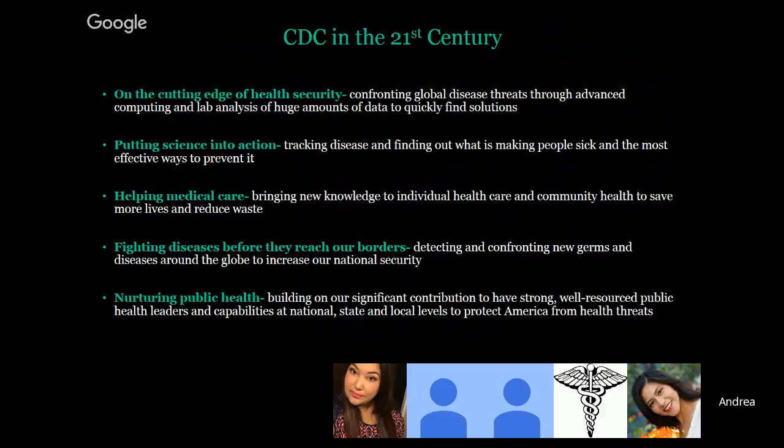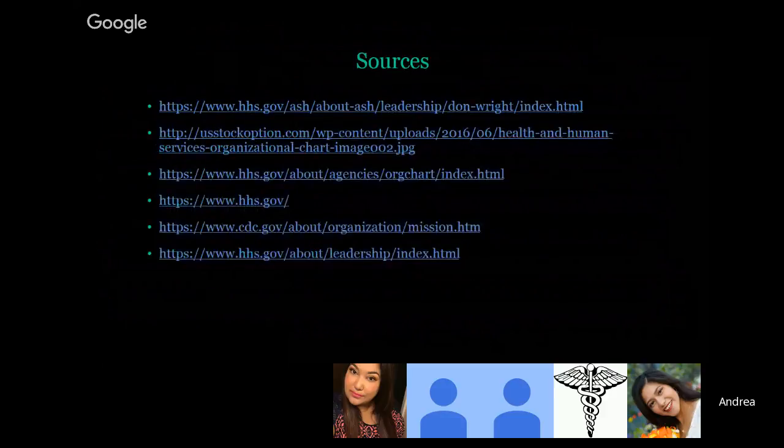And they are nurturing our public health. They're building on our significant contribution to have strong, well-resourced public health leaders and capabilities at national, state, and local levels to protect America from health threats. And then these are our sources.